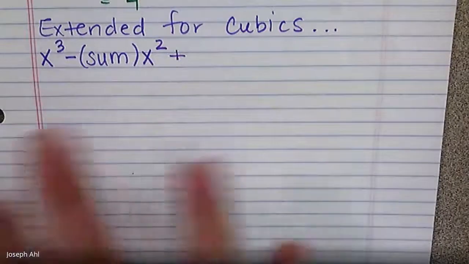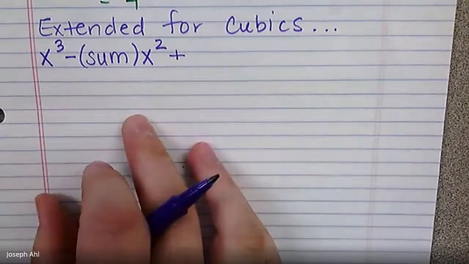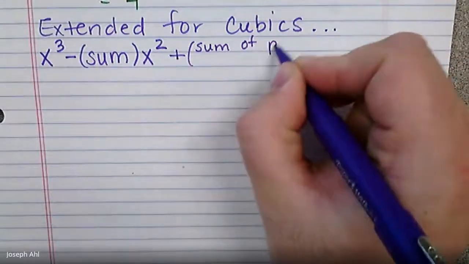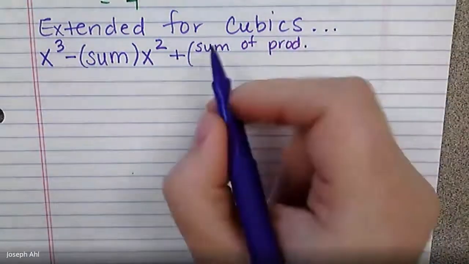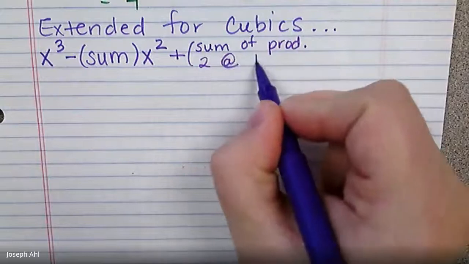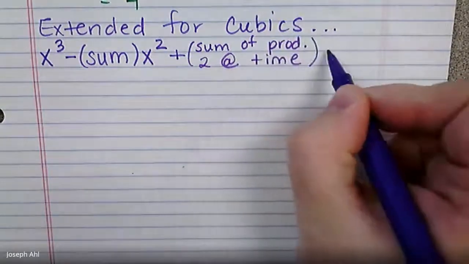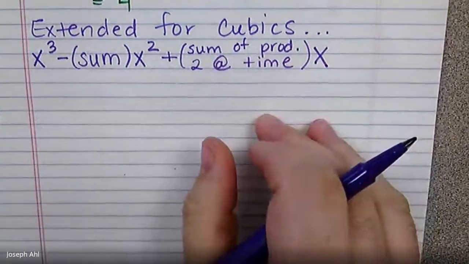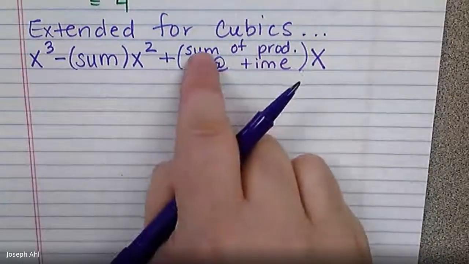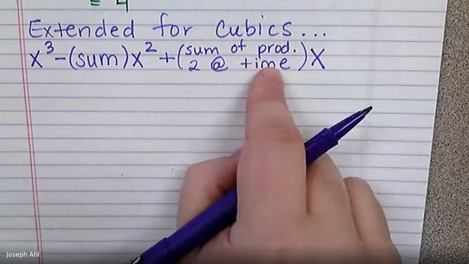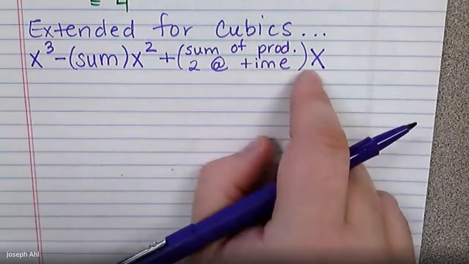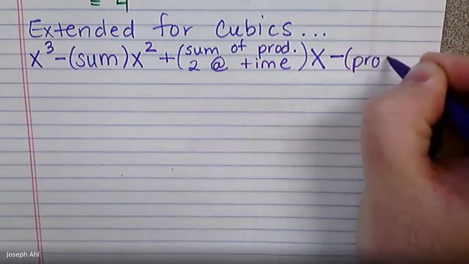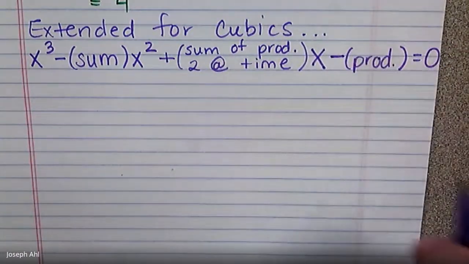Then for the x term, this is the new coefficient. It's the sum of the product of the roots when taken 2 at a time. And that's probably very confusing to you right now. I promise we'll make some sense of it in 1 second. It's the sum of the products taken 2 at a time. That goes next to x. And then at the end, it's going to be minus the product. Don't forget about equals 0.